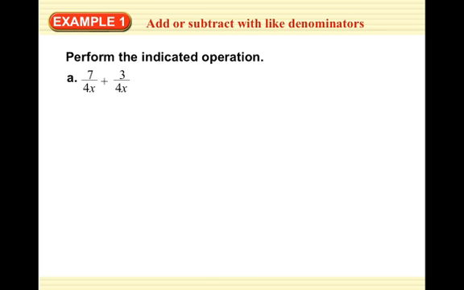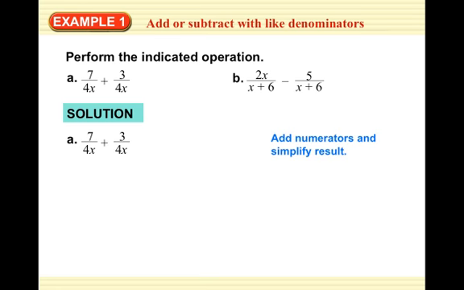So we're going to perform the indicated operation. We've got A and B there. For A, we're doing 7 over 4x plus 3 over 4x. We're going to add the numerators and simplify the result. So we're going to have 7 plus 3 over 4x, which is 10 over 4x. The 10 is equal to 2 times 5, and 4x is equal to 2 times 2x. So we can cancel 2's and end up with 5 over 2x.